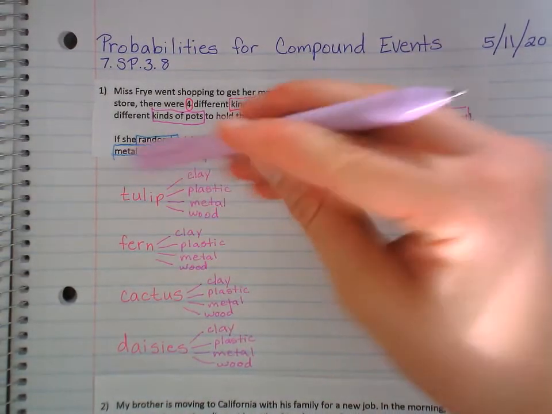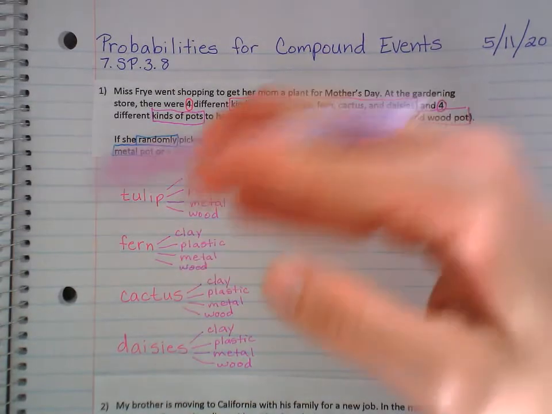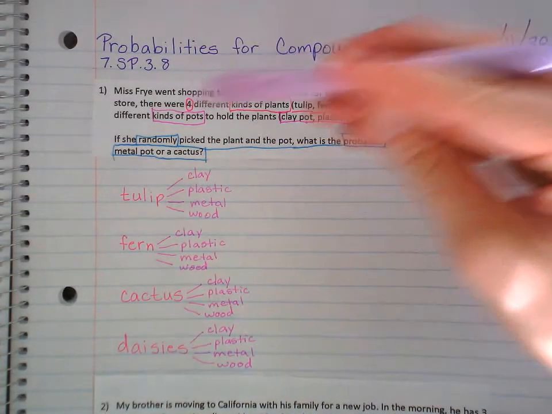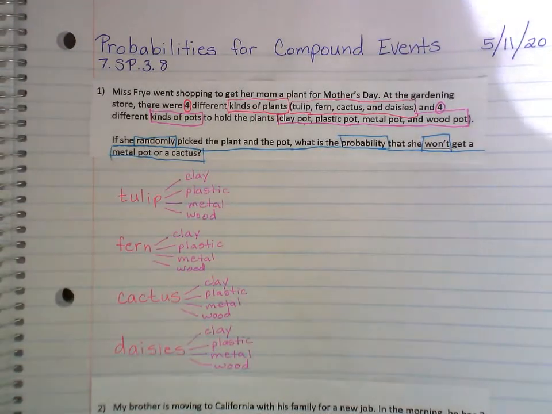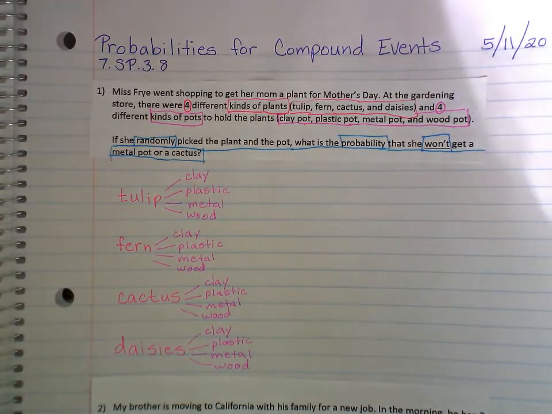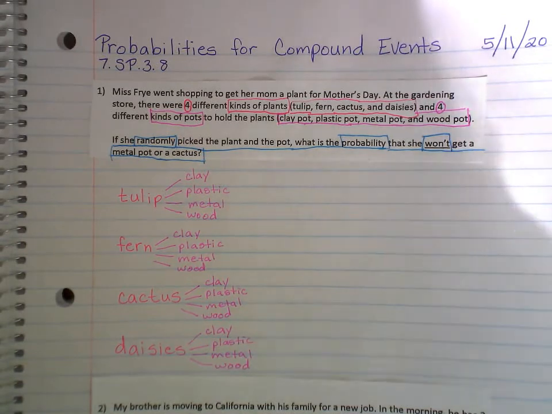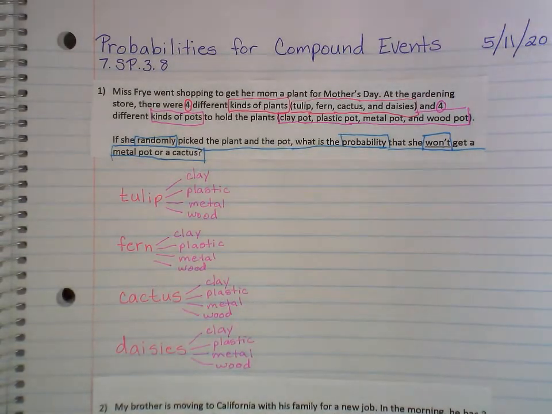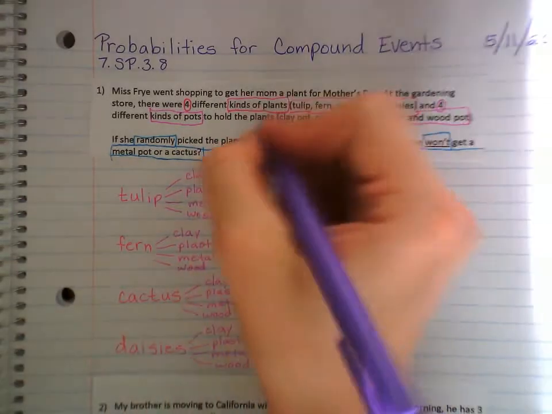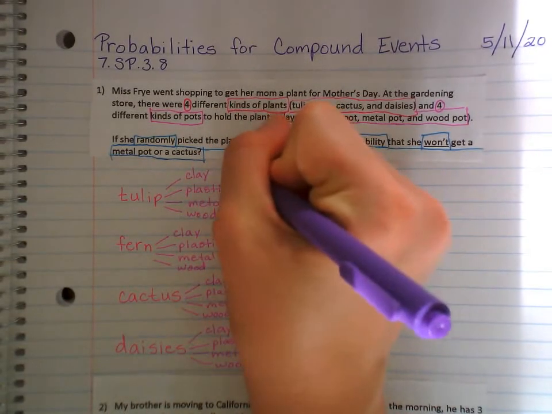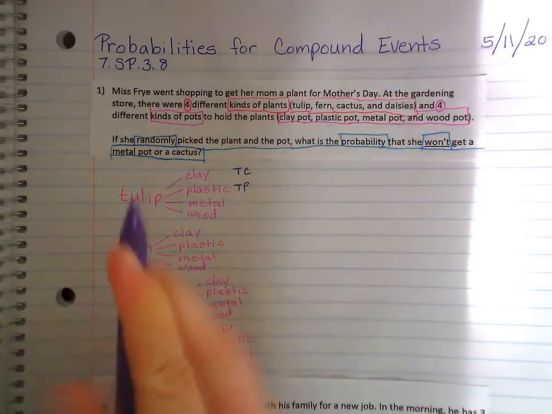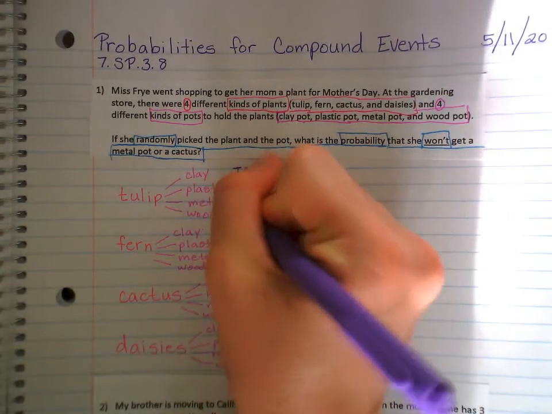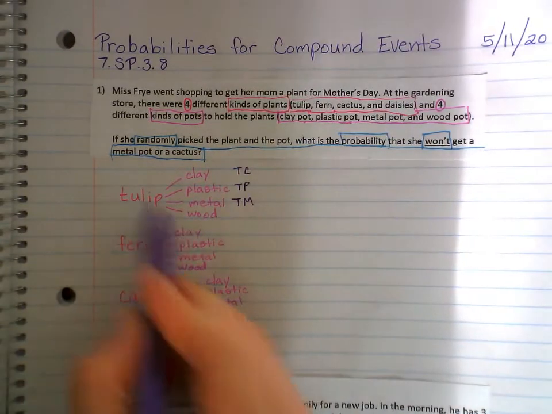So event 1, the different kinds of plants. So I put those in pink. Event 2, the different kinds of pots. I put those in light purple. So how many outcomes do we have total? Well, let's count. We have tulip in a clay pot, so tulip, clay. Tulip in a plastic pot. Tulip in a metal pot. And tulip in a wood pot.